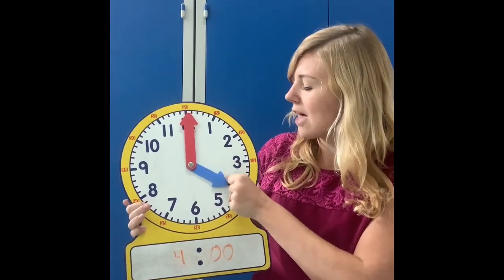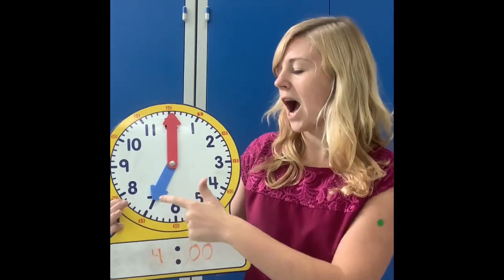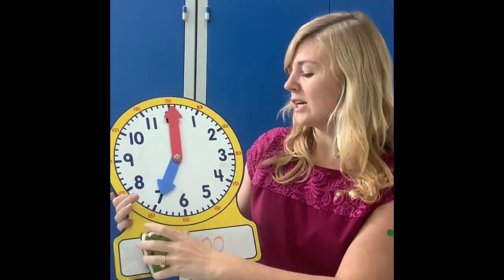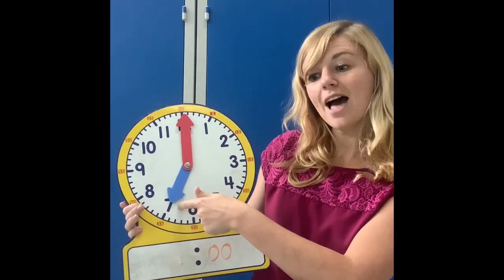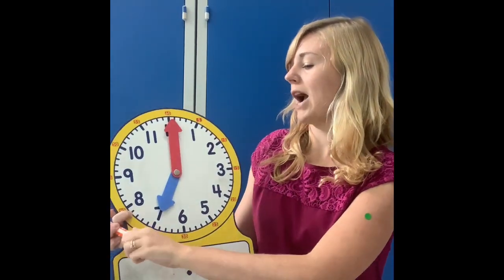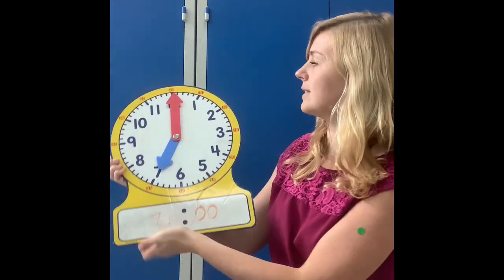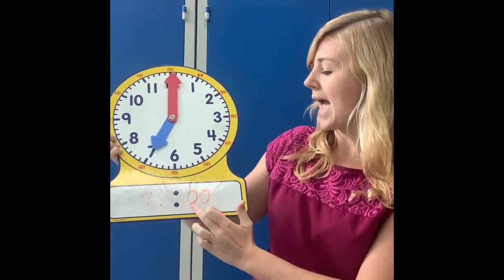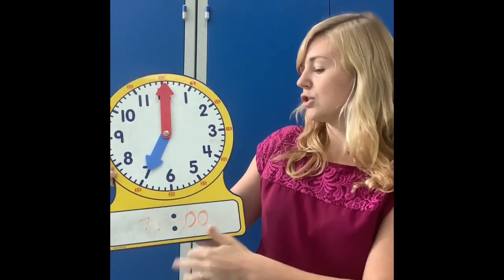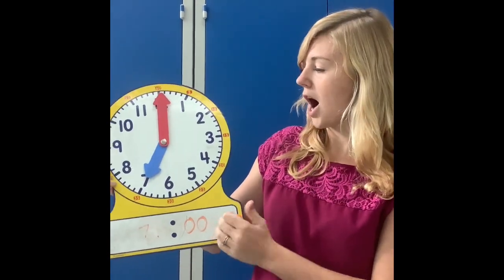All right, let's try another one. Now remember, I just moved our hour hand, so we're only going to look for our hour hand, and we're going to look for it first. Our hour hand is on the 7. So I'm going to write 7 for the hours, and we didn't move our minute hand. We're going to keep it on the 12, so it's going to stay 0, 0. So it is 7 o'clock on our digital clock.